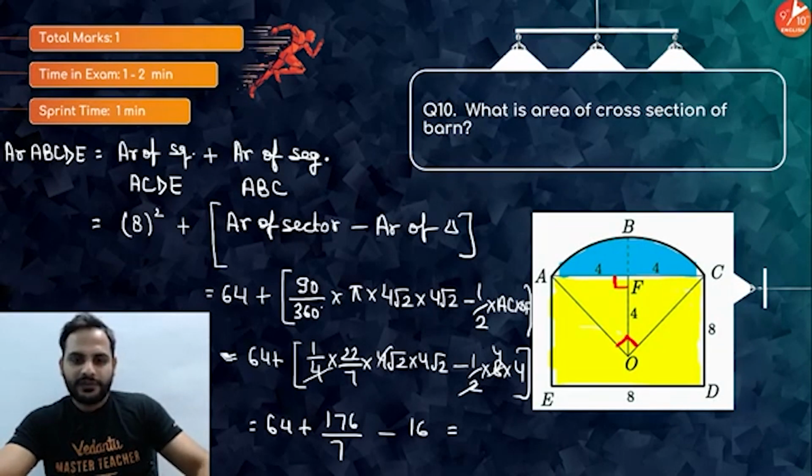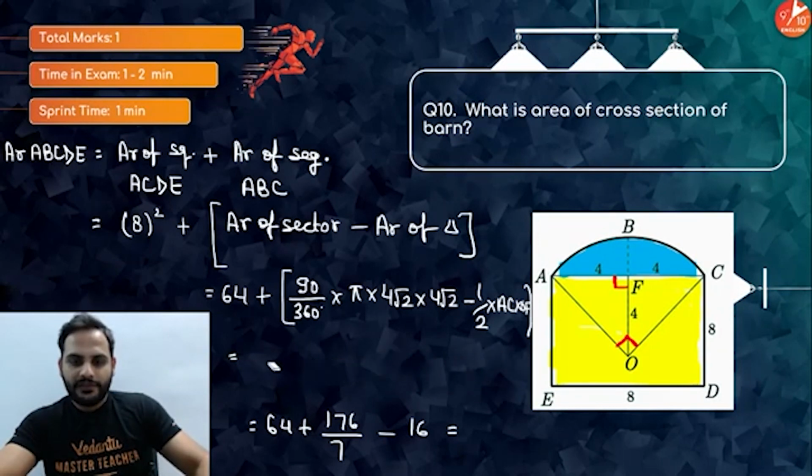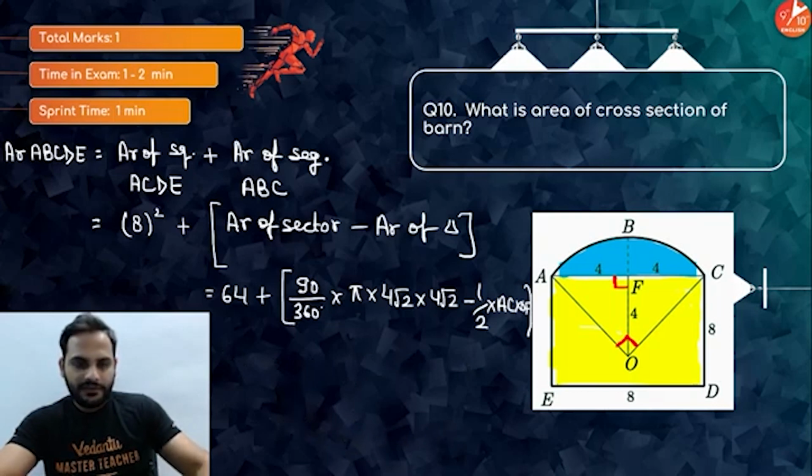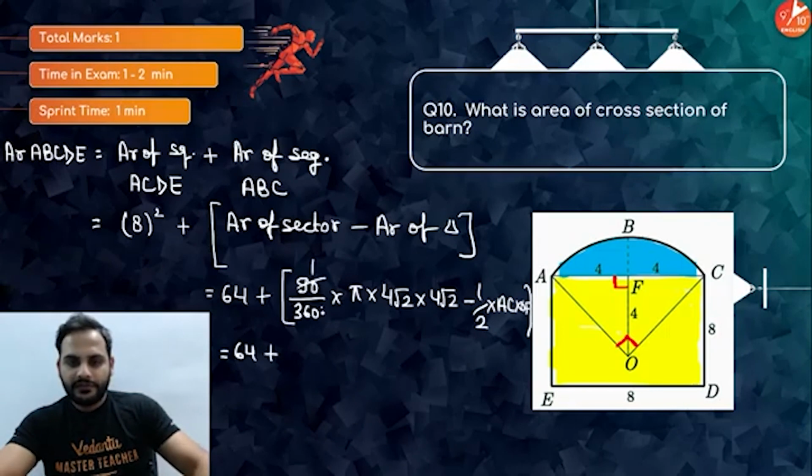Always look at the options first. Options mein pi is taken common, so why am I simplifying it? Doesn't require me to solve it. है ना? It doesn't require that. So it's 64 plus this is 1 za, this is 4 za, है ना? And 4 to 4 got cancelled. So I will say root 2, 4 root 2, 8 pi. And here I have told you minus AC is 8, OF is 4.